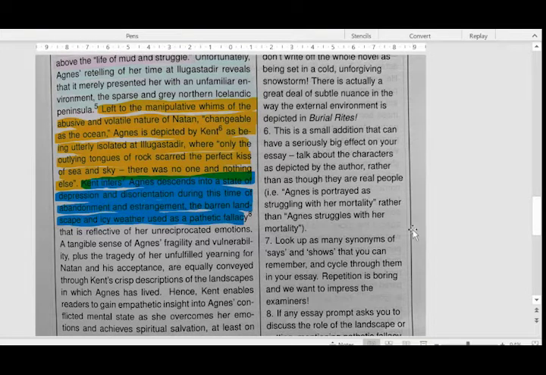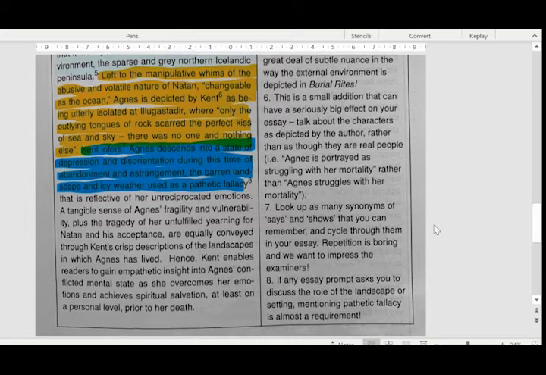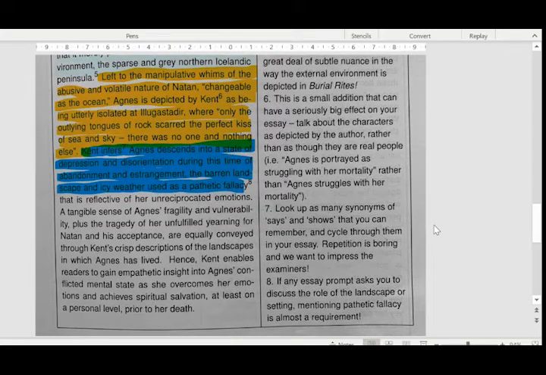Now, number 8 says, and this is quite firm, if the essay prompt asks you to discuss the role of the landscape or setting, mentioning pathetic fallacy is almost a requirement. Now, it's not going to say in the exam that it talks about pathetic fallacy, but what they're saying here is it's a really good idea to use that terminology.